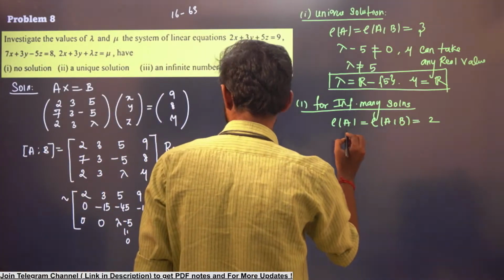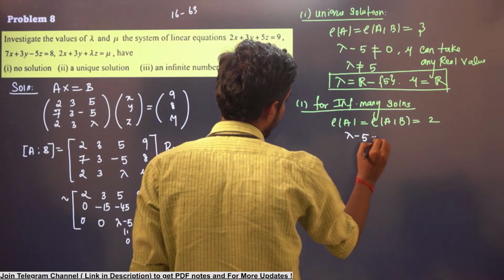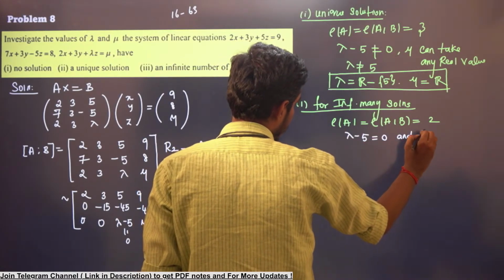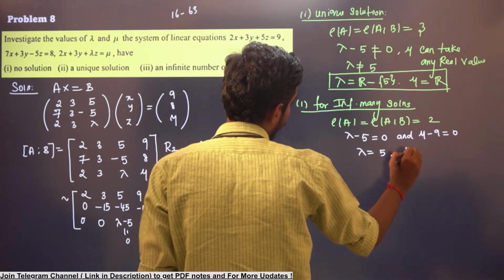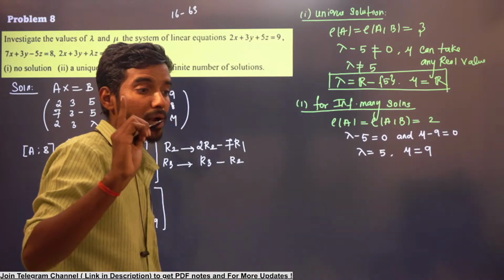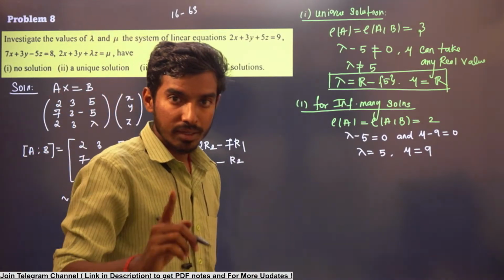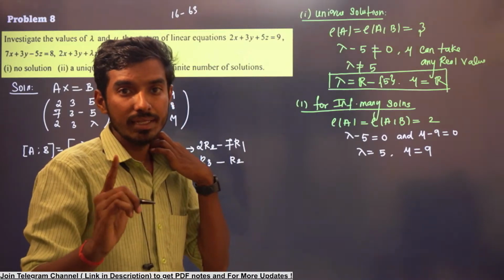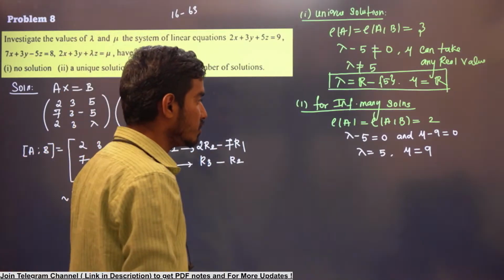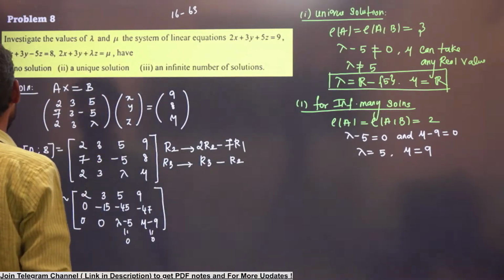So for this condition, lambda minus 5 should be equal to 0 and mu minus 9 should be equal to 0. That means lambda has to be equal to 5 and mu equal to 9. There is only one value of lambda and mu: lambda is 5, mu is 9. That makes this an infinitely many solutions case. Now next is for no solution.